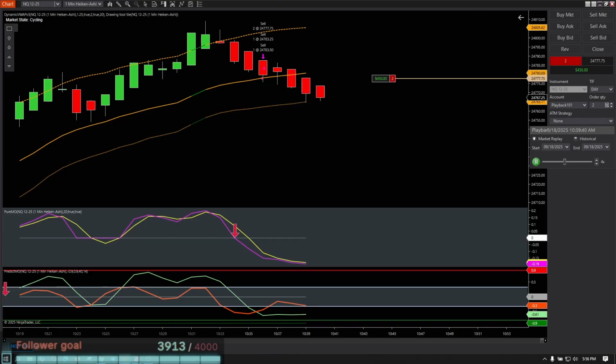Oh, and by the way, your entry point, if you were looking at PredictMO, would have been right here. Okay? That's your entry point. That's your inflection point. And you would hold on to the trade until the orange line crosses above the zero line. But we're not going to use this. We did it yesterday. So today we're just going to flip it. We're going to use PureMO.